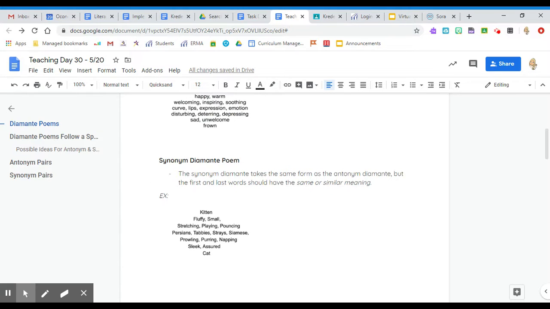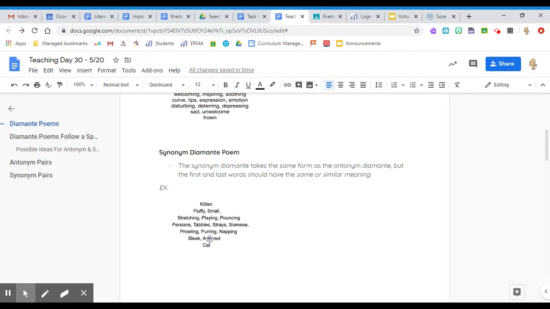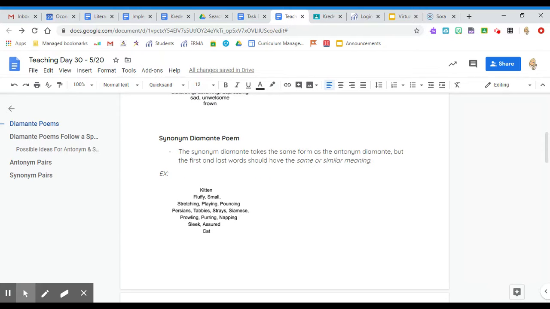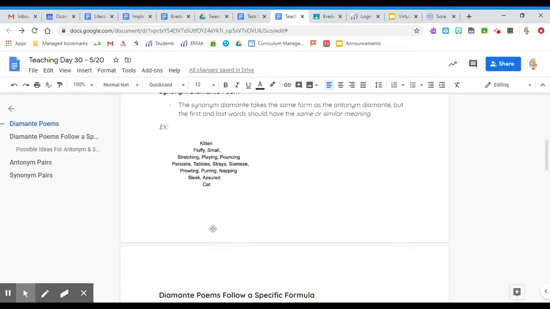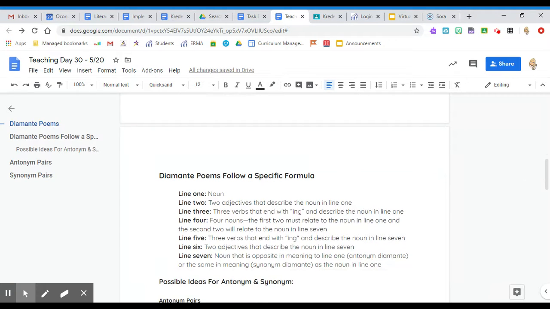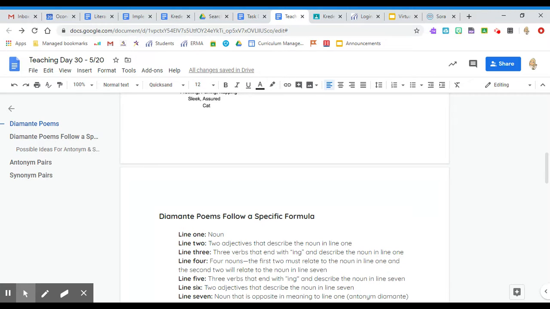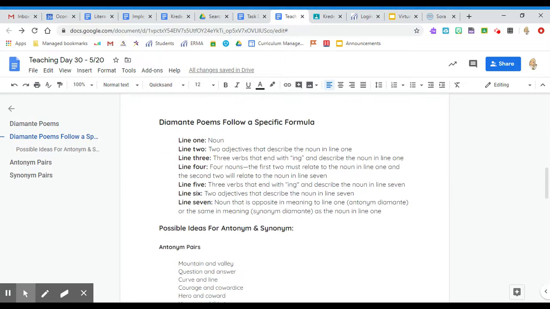A synonym one is when the 2 lines at the top have similar nouns, similar meanings. So kitten and cat: fluffy, small, stretching, playing, pouncing, Persians, tabbies, strays, Siamese, prowling, purring, napping, sleek, assured, cat. Those are some examples. If you're also looking for more examples, feel free to Google. There's a lot on there that you could look up.